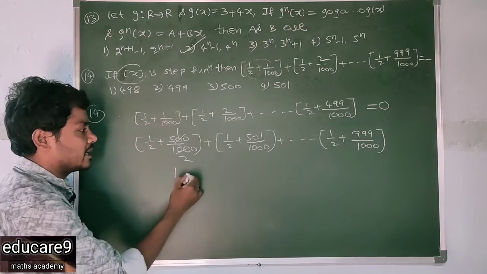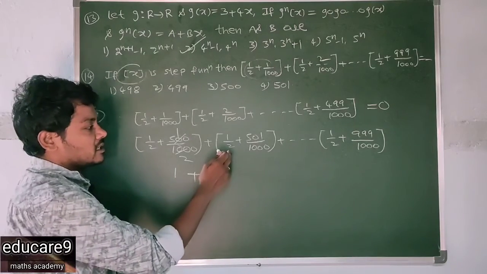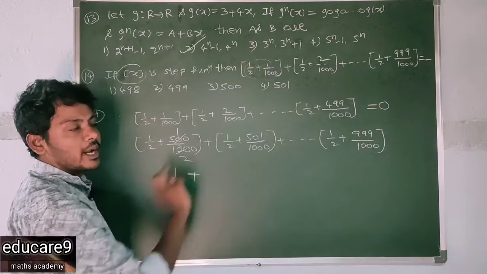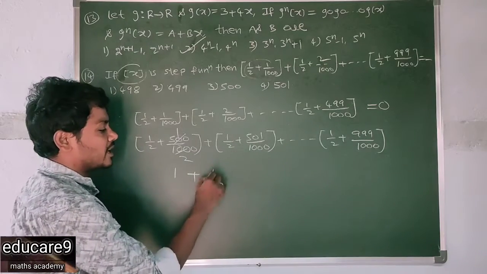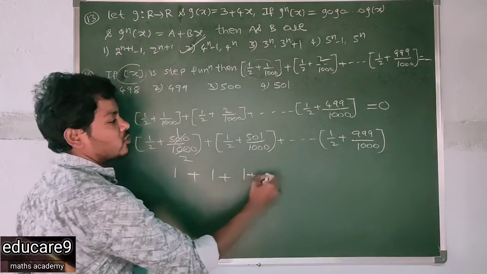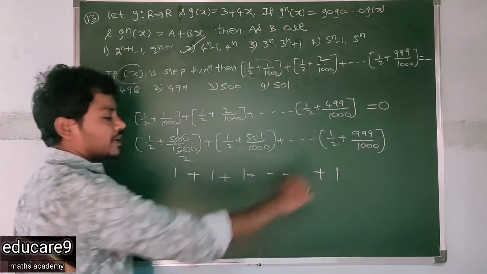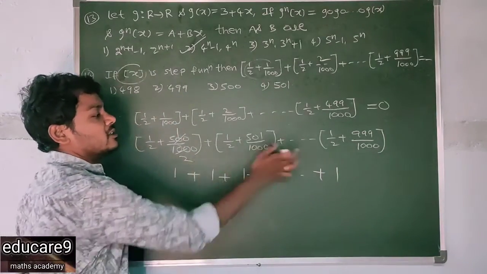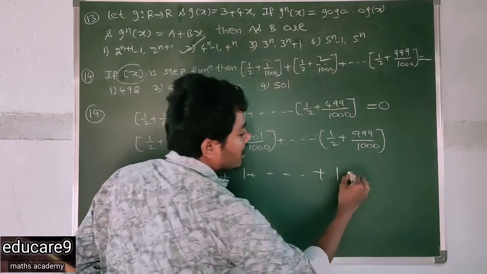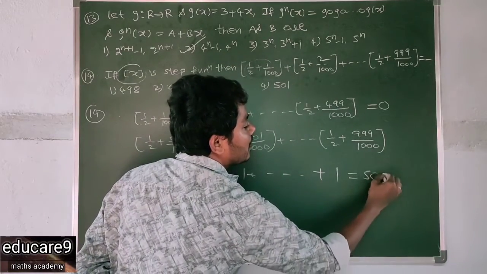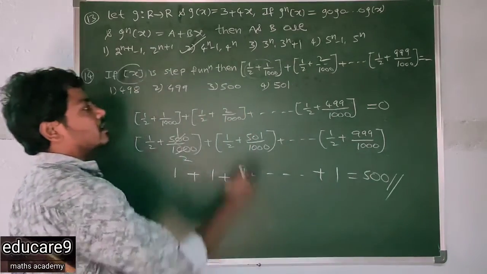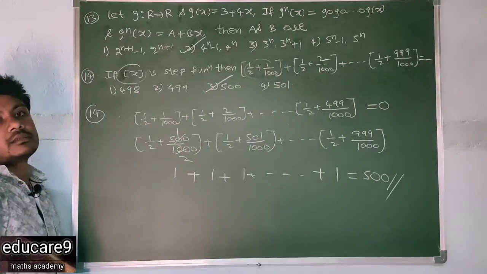So this value is 1, this value also 1, and the next value also 1, and so on. This last value also 1. So clearly, how many values here? Total 500. So 500 is the answer.